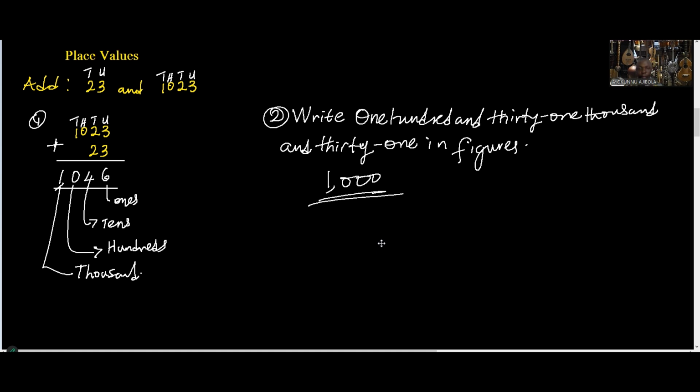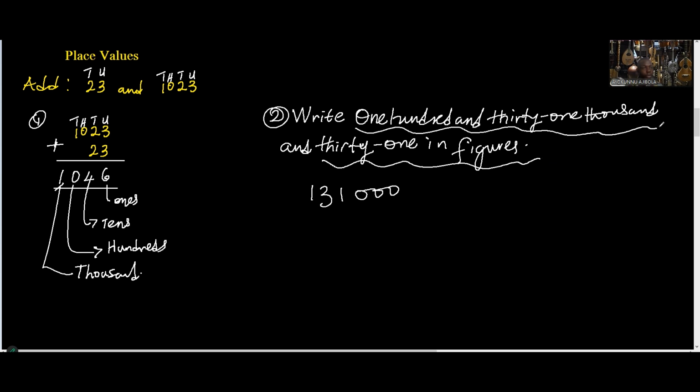Okay, good. So if 1,000 is written with three zeros, then 100,000 will be 100 with three zeros, right? Is that clear? Yes. Then 131,000 will be written as 131,000. Now the last place just says 31,000 because we have written the 131,000.